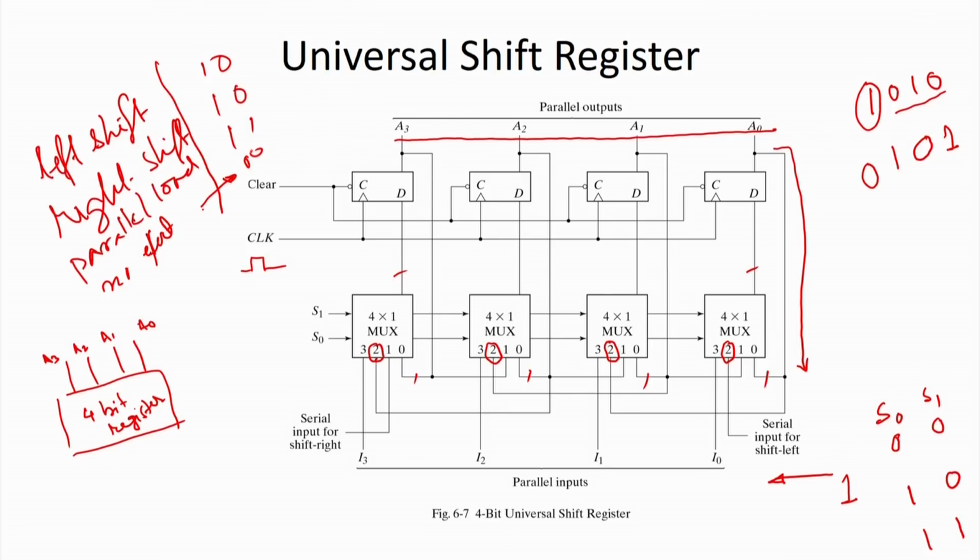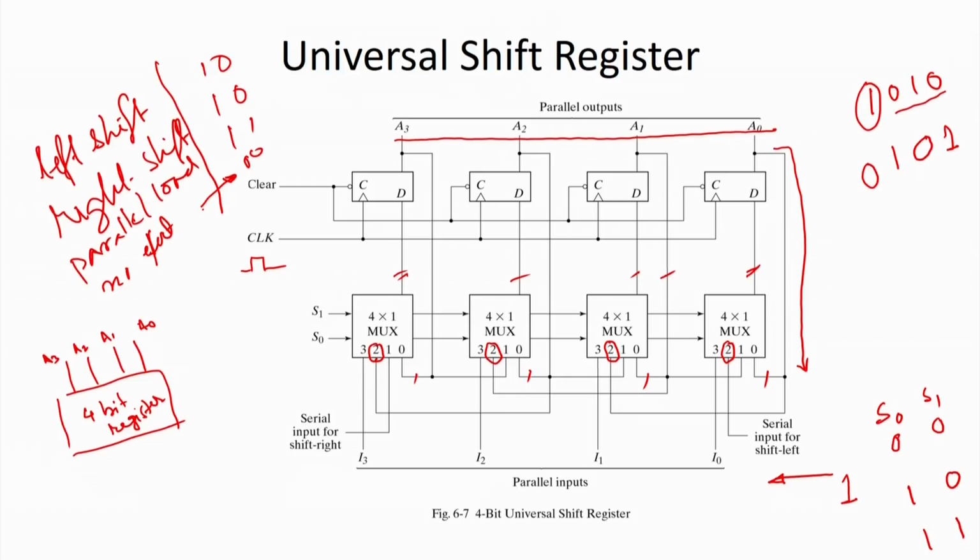Now, when you give 1 1, then what will happen? You just see that the third input line of the mux will be transferred to the output of the mux, okay? And when the clock arrives, then that will be stored in this particular D flip flop. So, that means we are loading this particular input to this particular register in parallel. So, that is why we say this is a universal shift register.